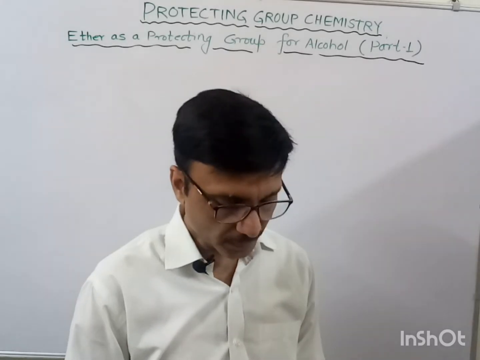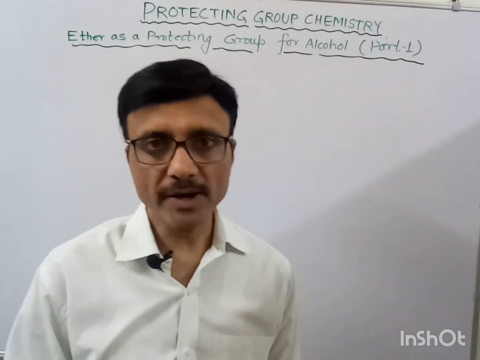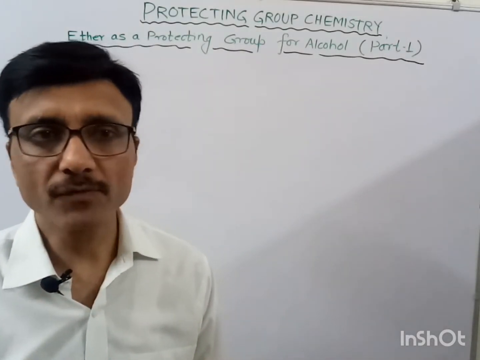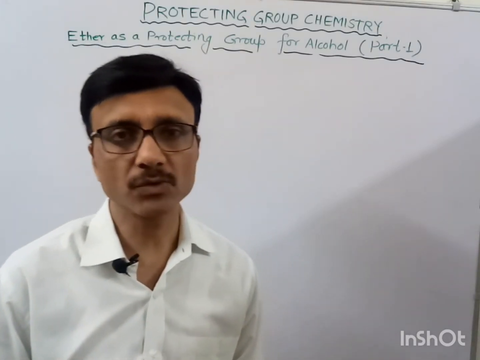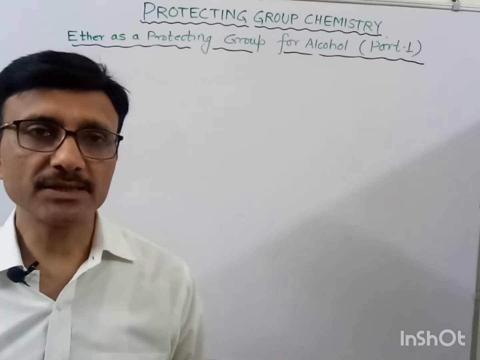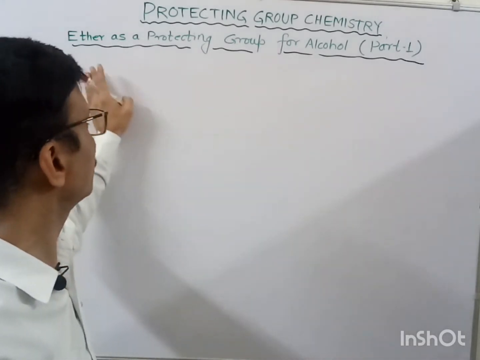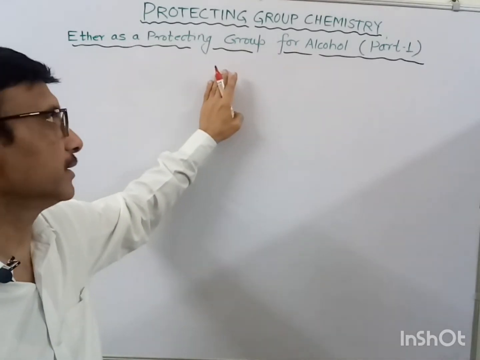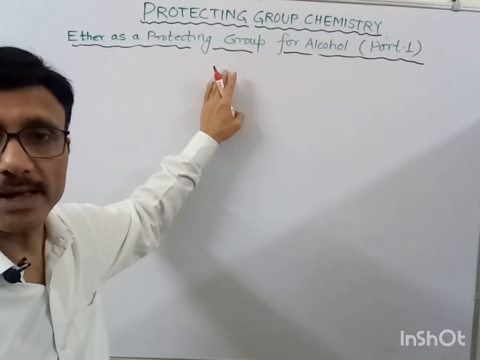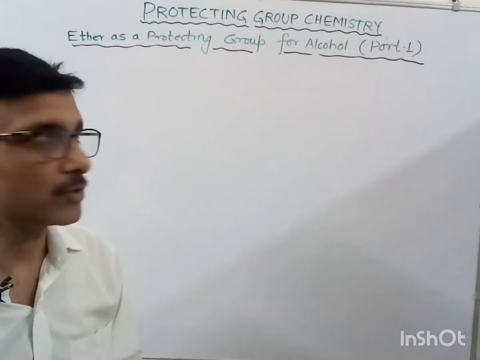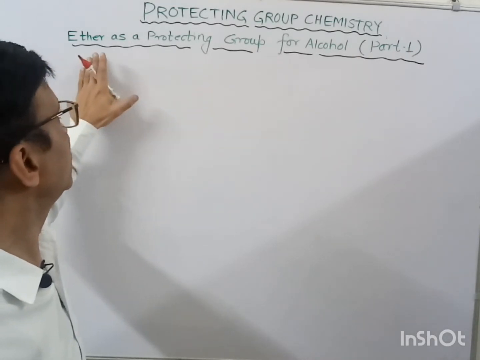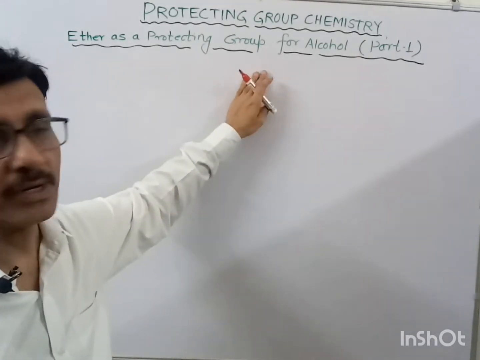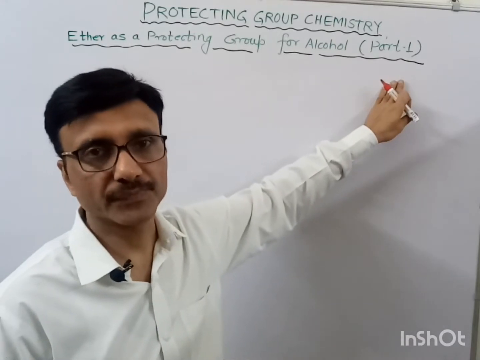Okay, so the protecting groups of alcohol may be of two types. I will discuss the two types of protecting groups for alcohol. One is ethers as a protecting group of alcohol, and the other is esters as a protecting group of alcohol. Today I will tell you about the ethers as a protecting group of alcohol, and this is part 1.